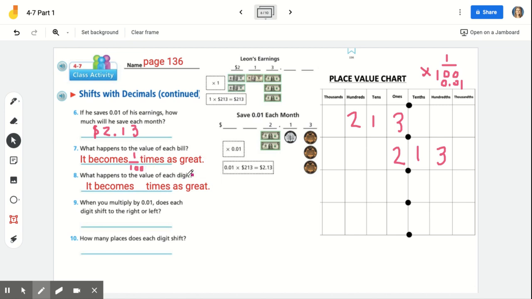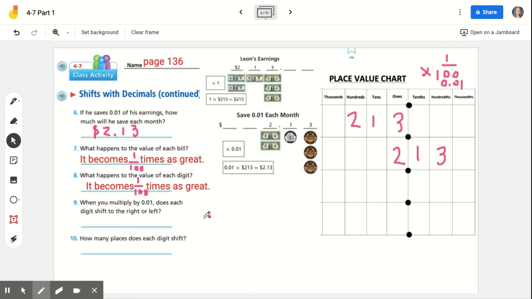What happens to each digit? Well, each digit is getting smaller by 1/100th. So number 8 also becomes 1/100 times as great. Make sure you have, it becomes 1/100 times as great for number 7. For number 8, it becomes 1/100 times as great. The digits are getting smaller. And let's talk about what happens with the place values and what that means.